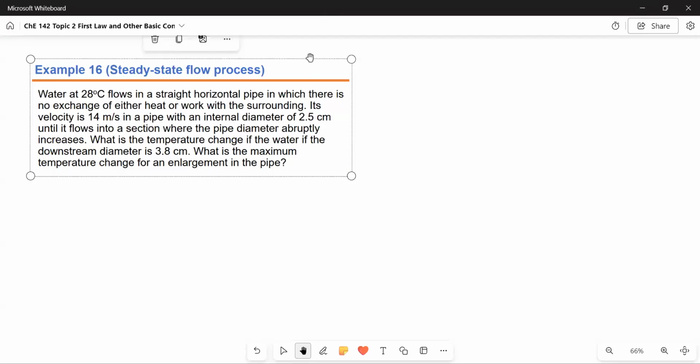Let's move to the next example. Example 16. Water at 28 degrees Celsius flows in a straight horizontal pipe in which there is no exchange of either heat or work with the surroundings. Its velocity is 14 meters per second in a pipe with an internal diameter of 2.5 cm until it flows into a section where the pipe diameter abruptly increases. What is the temperature change if the downstream diameter is 3.8 cm? What is the maximum temperature change for an enlargement of the pipe?